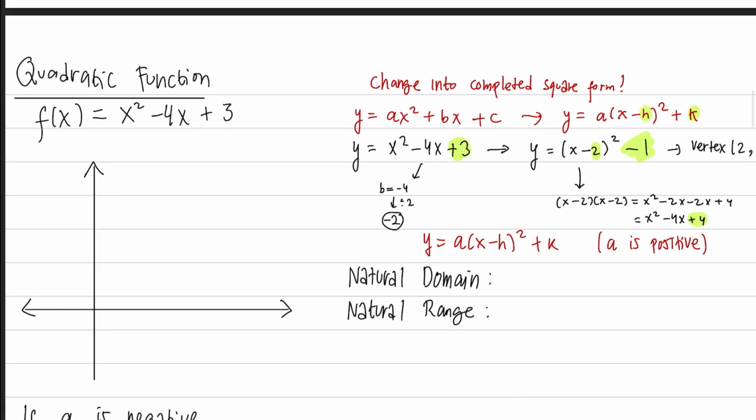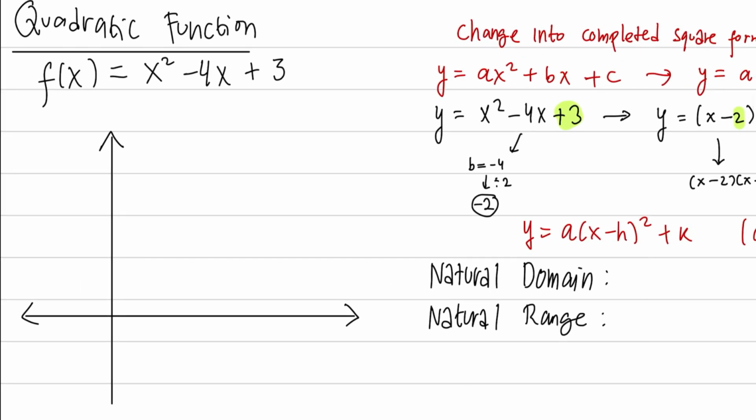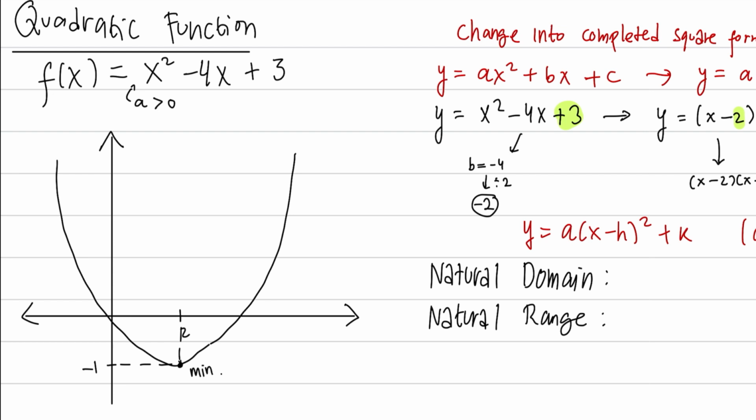Now, by knowing this, we can just plot the graph, just sketch. 2 comma minus 1 is our vertex, so it's around here. This is 2, this is minus 1, and this is our vertex. Because for our quadratic function, the a value, which is the number in front of our x squared, is more than 0. Yeah, it's positive, positive 1. So that means the shape is facing upwards, kind of like this. So our vertex is a minimum value.